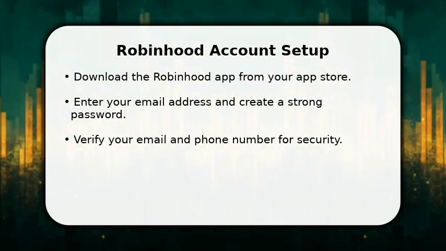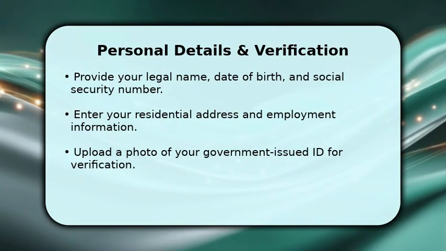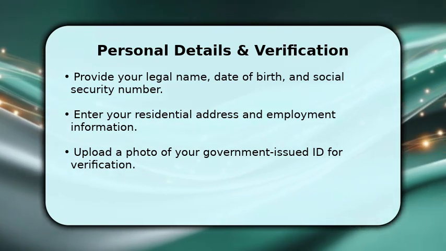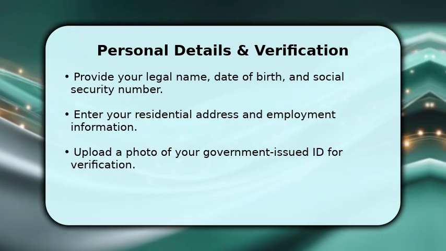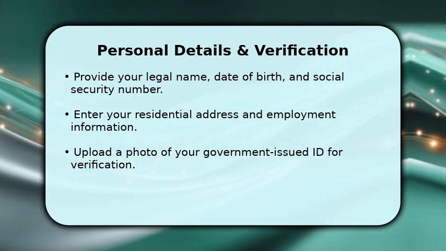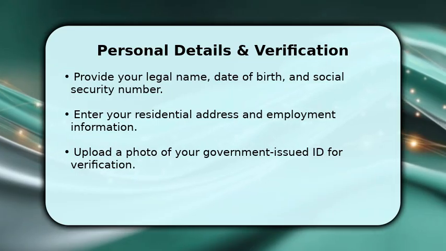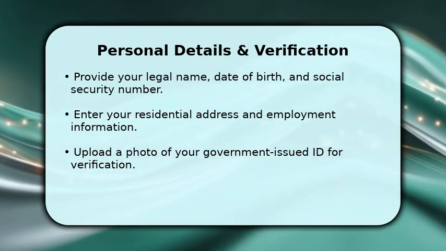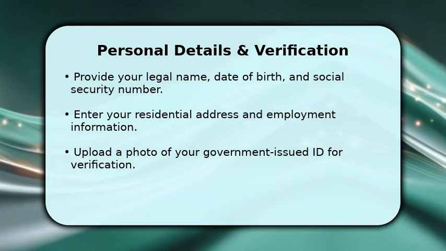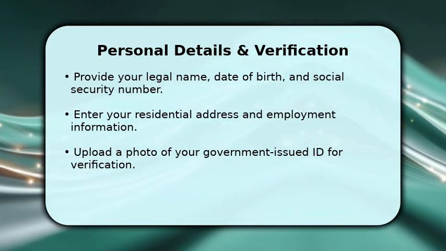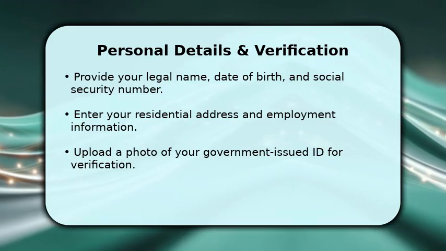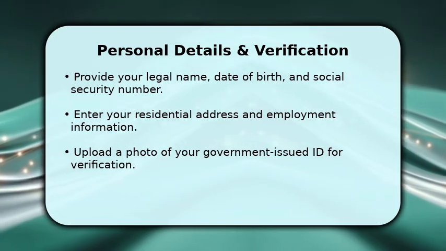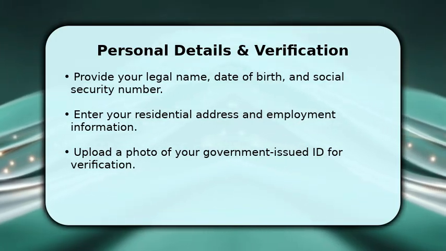your financial information. After the initial setup, Robinhood requires some personal details for regulatory compliance. You will need to provide your full legal name, your date of birth, and your social security number. Additionally, enter your current residential address and some basic employment information. To complete identity verification, you will be prompted to upload a clear photo of a government-issued identification document, like a driver's license or passport. This ensures your account is secure and compliant.